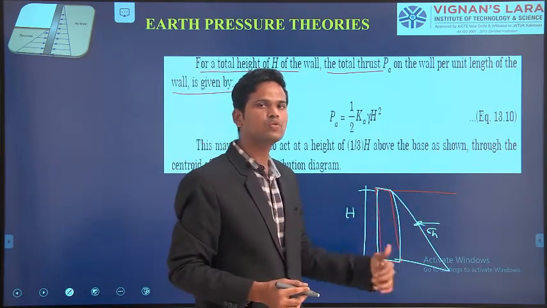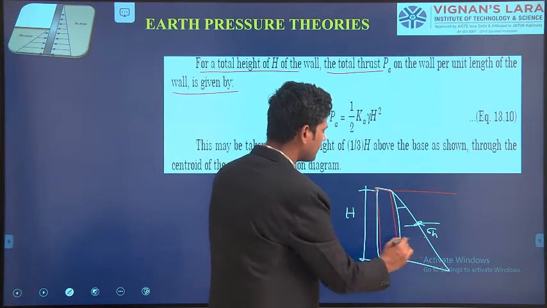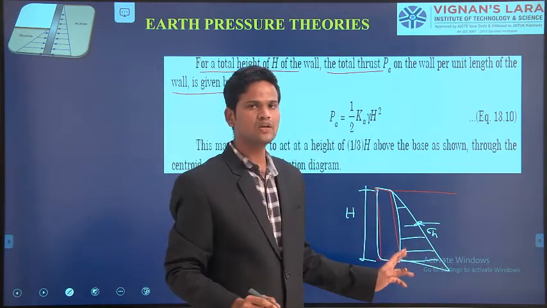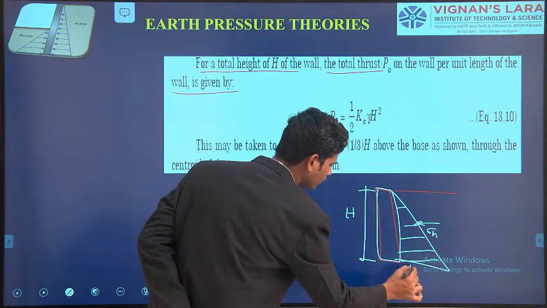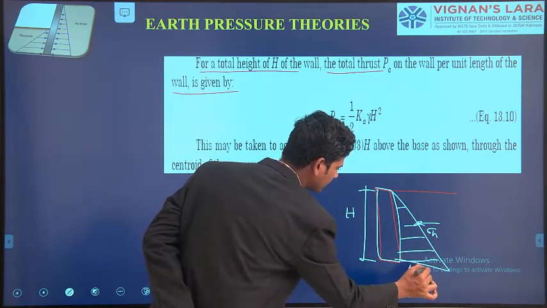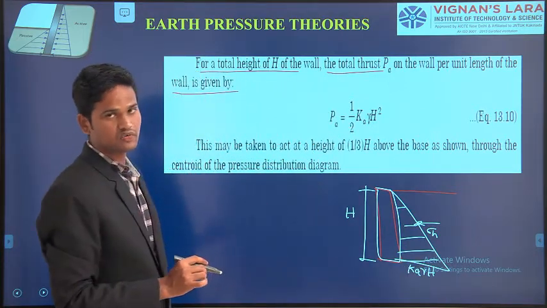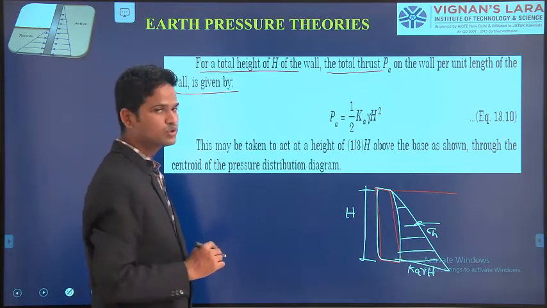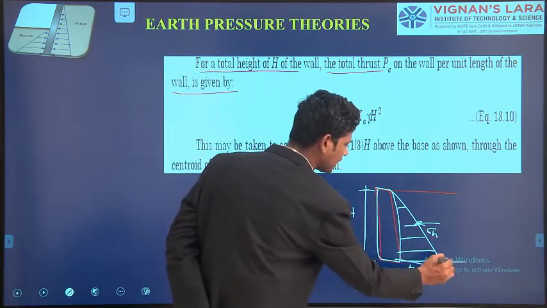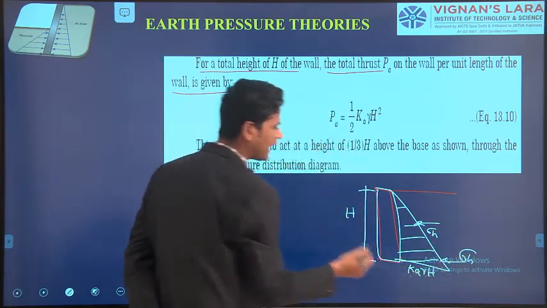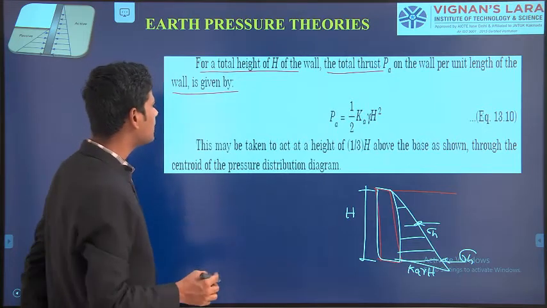As you go deeper into the strata, the pressure will be maximum at the bottom of the wall. For this wall, how much horizontal pressure is acting is what we have to calculate. That is nothing but Ka into gamma into H. To calculate the total horizontal pressure, just substitute the area of the triangle. The total horizontal force acting is nothing but the area of the triangle, the area of the pressure diagram.